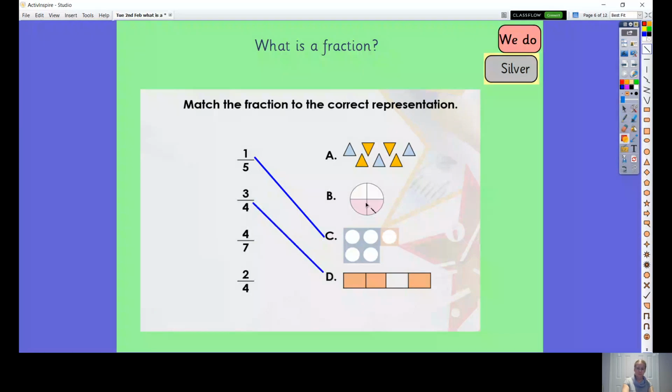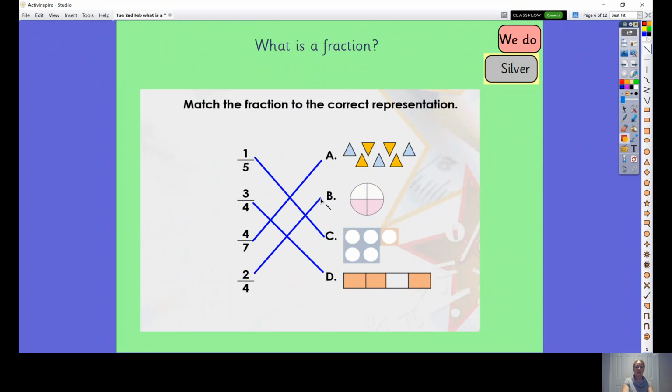Then 4/7, I can see it's not that one, that's not 7 equal pieces. Let's check this one. 1, 2, 3, 4, 5, 6, 7 equal pieces, yes. And are 4 of them coloured yellow? 1, 2, 3, 4, yes, they are. So 4/7 goes with A.